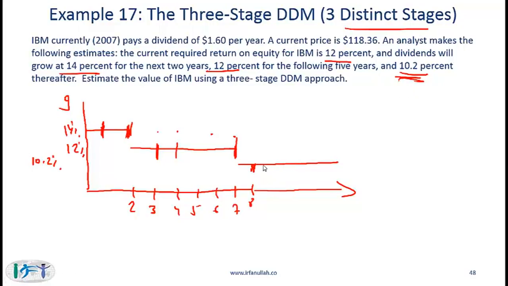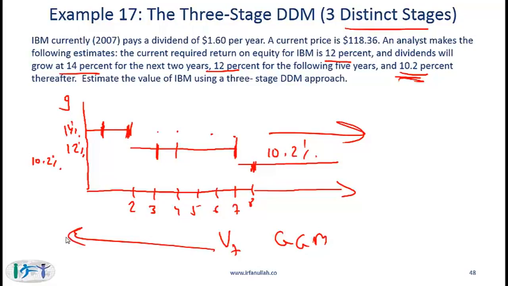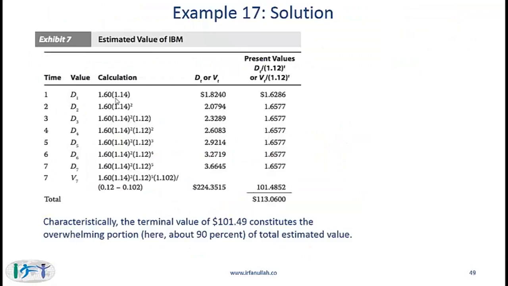So you will have D8, and then since 10.2% is going on forever, based on our assumptions, you can come up with the value at time 7 based on the Gordon growth model and discount this back. And that is effectively what's being done here. The answer that you should get is 113.06 roughly. And as we have said before, the terminal value of 101 constitutes the overwhelming portion of the total estimate.